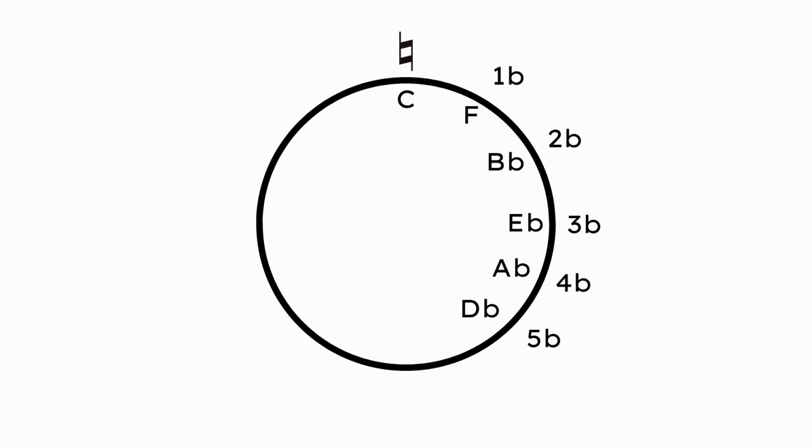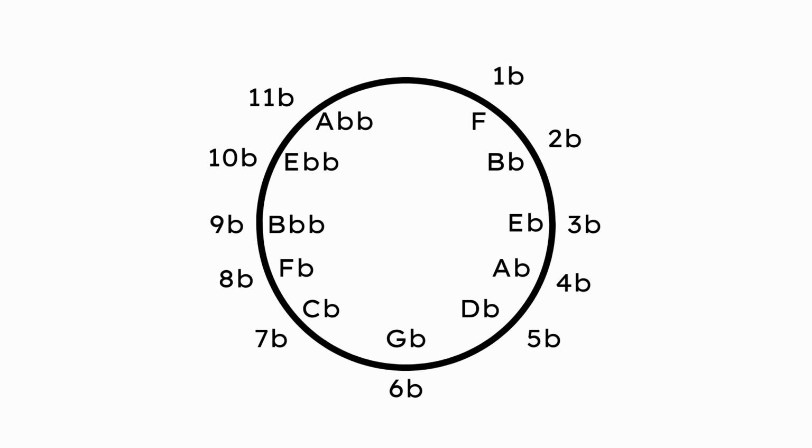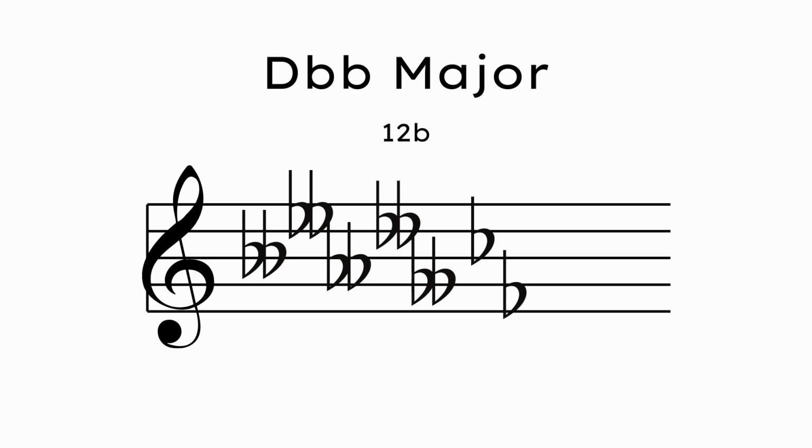If we continue to go up a perfect fourth and continue to add flats all the way around the circle of fourths until we get back to C, the notes in the circle of fourths would be C, F, B flat, E flat, A flat, D flat, G flat, C flat, F flat, B double flat, E double flat, A double flat, and D double flat. If this pattern was how the circle really was, D double flat major would have 12 flats. Now, even if you don't understand any of that, 12 flats sounds like a lot, right? Trust me, no musician would ever want to read music in the key of D double flat major.